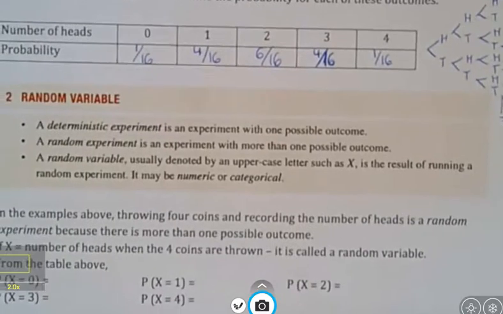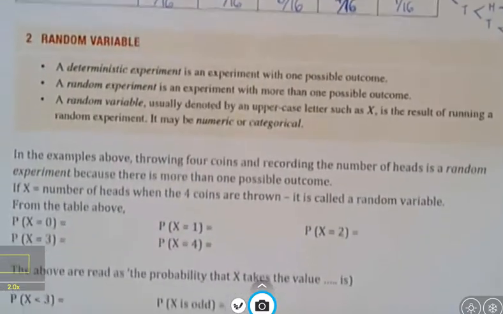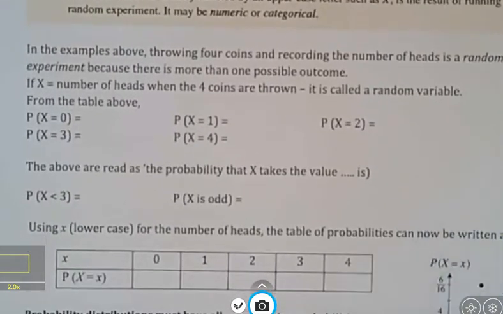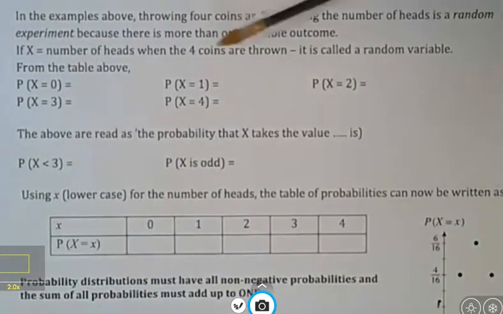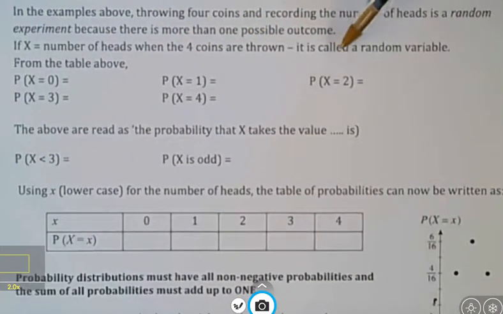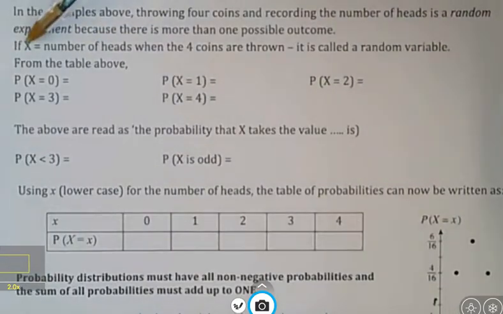Now, in the example above, throwing 4 coins and recording the number of heads is a random experiment because there is more than one possible outcome. You could get 0, 1, 2, 3, or 4 heads. If X equals the number of heads when the 4 coins are thrown, X, the number of heads thrown, is called a random variable.